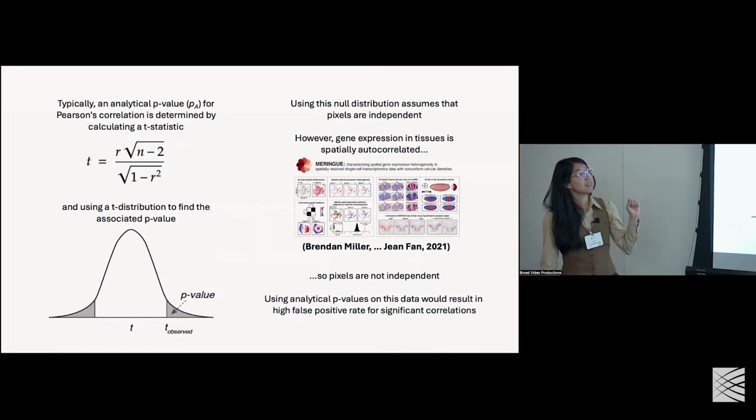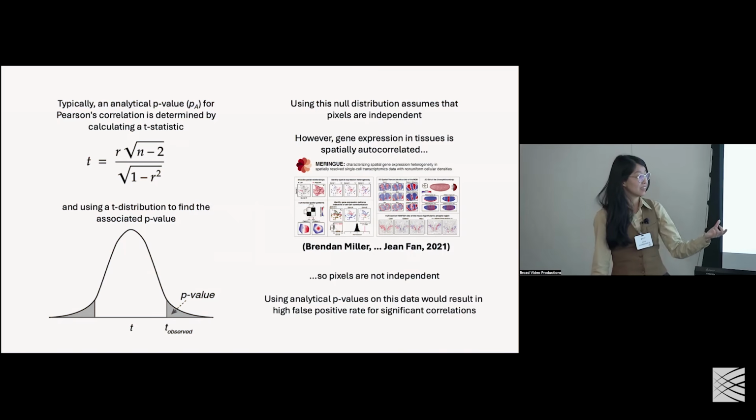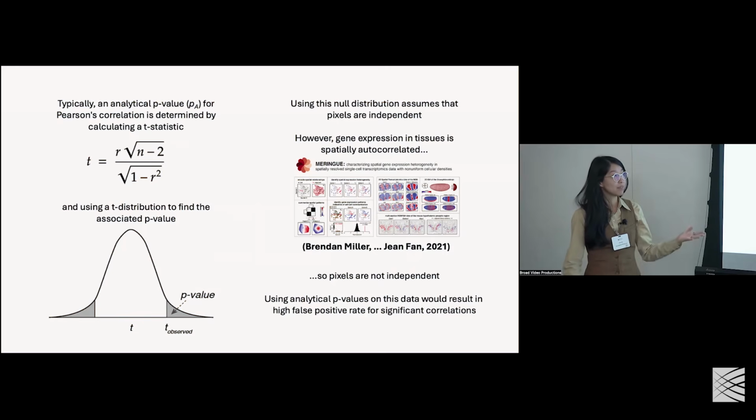And in general, if anyone has calculated these Pearson's correlations, you'll typically get out an R and an analytical p-value. The analytical p-value is calculated by evaluating the Pearson correlation R against the t-distribution. From where your observed t-statistic falls on the t-distribution, you can get a p-value. But one thing to keep in mind is that this analytical p-value assumes independence.